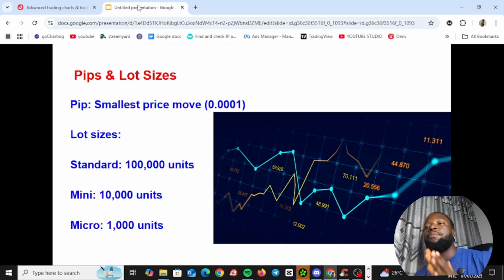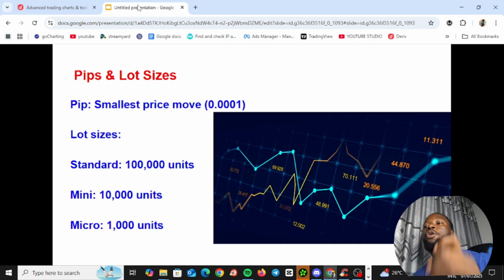Okay, and lot size simply means the quantity, the amount of the trade you are taking. How big the lot size is determines how big the profit is, and how big the lot size is also equals how big the risk is. Now we have a standard lot size. Standard lot size simply means one lot. A standard lot is 100,000 units, and 100,000 units of one standard lot size is 1.